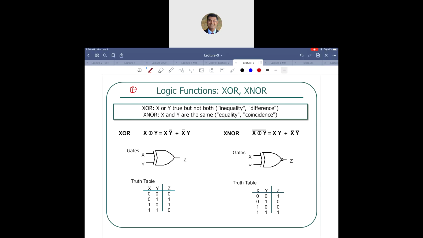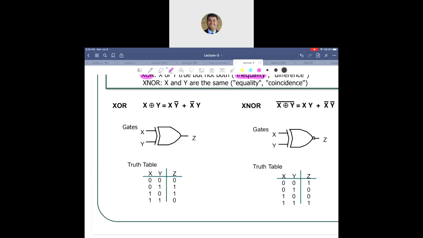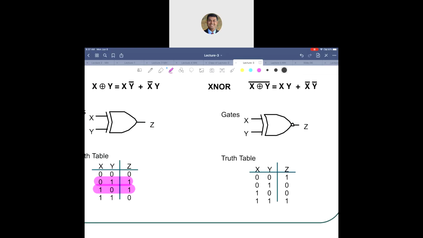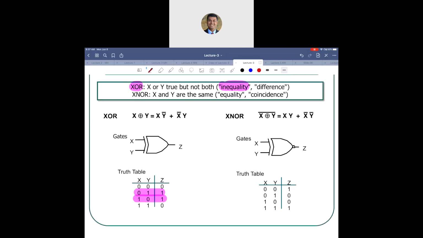It is used for looking at whether the inputs are different or the same. So exclusive OR is an inequality detector, meaning when the inputs are different, the output is a 1. Exclusive NOR is simply X exclusive OR Y, complemented, the entire thing. The symbol for that is exclusive OR followed by a bubble. And for the truth table, it is the equality detector. As you can see, it is 1 when both the inputs are 1.